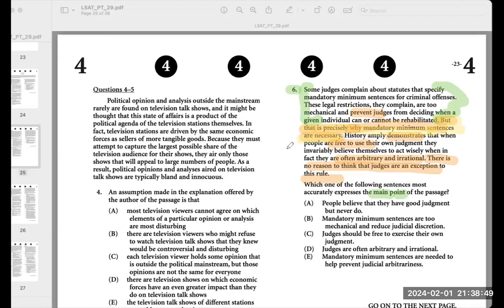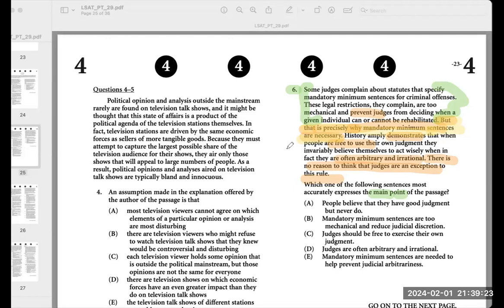It does use a reference word, the word that. Like that is precisely why mandatory minimum sentences are necessary. So what is it that is the reason we need mandatory minimums? Because it's going to prevent judges from making decisions, basically from making individual or case by case decisions. It's going to limit their discretion.